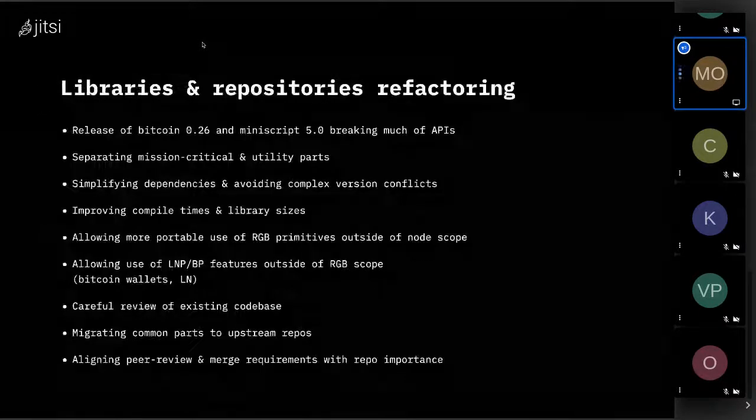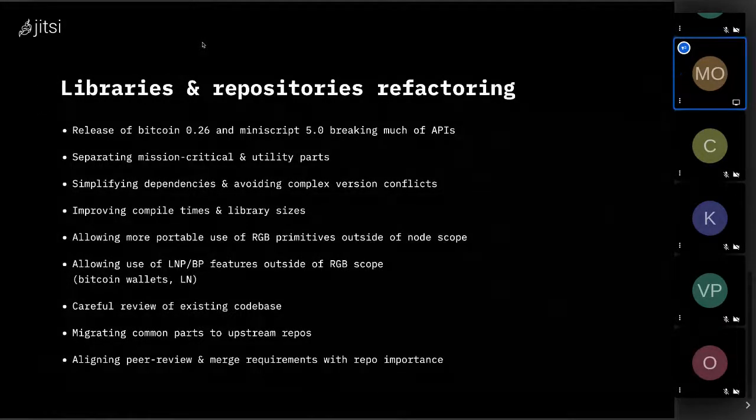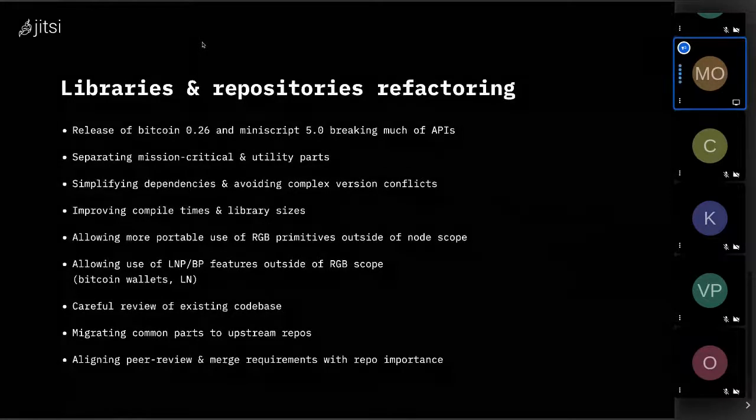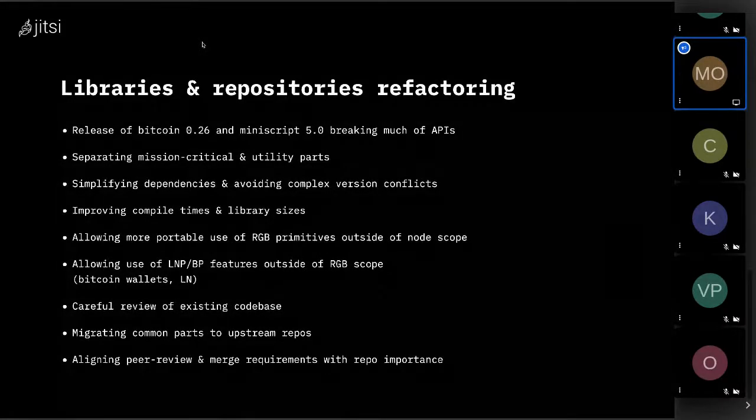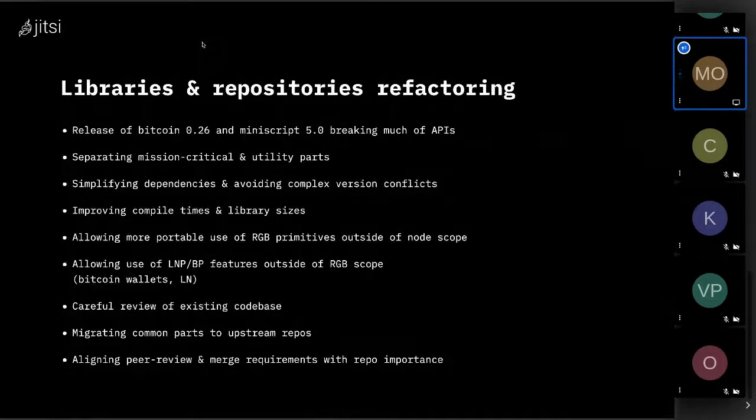Sorry, I'm jumping because I mixed the order of slides. Basically, I covered this slide. It recaps why we needed a refactoring, a large-scale refactoring. What I forgot to say is that it's very important to align the repository structure and library structure with the requirements for peer review and merge criteria, because the mission criticality of different libraries is very different.